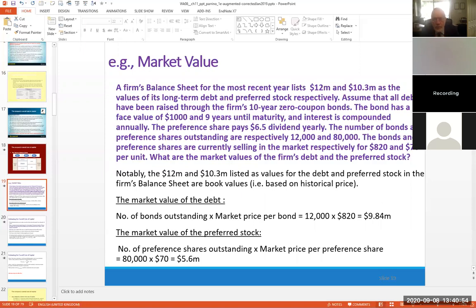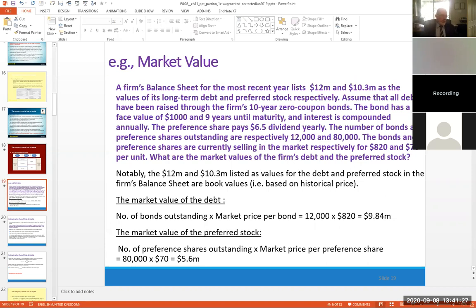Assume that all debts have been raised through the firm's 10-year 0% coupon bonds. The bond has a face value of $1,000 and 9 years till maturity, and the interest is compounded annually. The preference share pays $6.50 dividend yearly. The number of bonds and preference shares outstanding are respectively 12,000 and 80,000. The bonds and preference shares are currently selling in the market respectively for $820 and $70 per unit. What are the market values of the firm's debt and preferred stock?